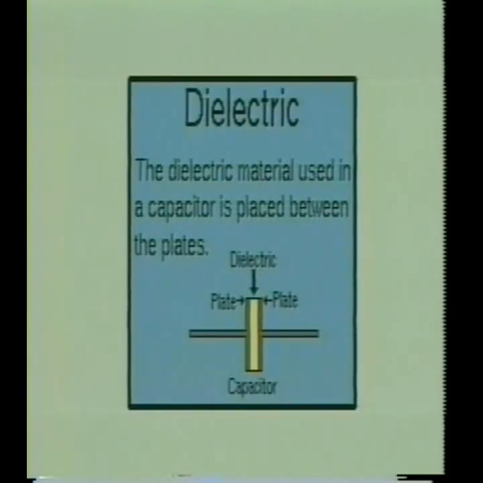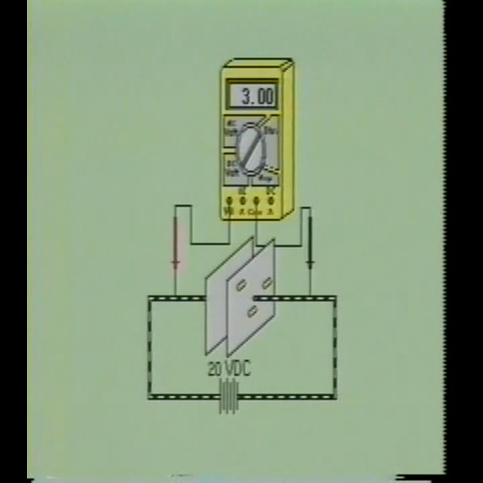For a given charge on a capacitor, the voltage across the capacitor can be changed by changing the dielectric material between the plates. For example, if we take a capacitor with an air dielectric and charge it with a power source to 20 volts, then remove it from the power source, it will retain the 20-volt charge.